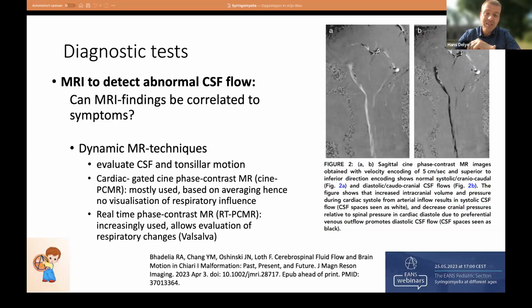Because it's an averaging technique, it will not give you the visualization of the influence of the respiratory system. So you cannot use this to evaluate Valsalva or Valsalva-induced headaches, etc. If you want to evaluate that, then you can use real-time phase contrast MR techniques. These are increasingly getting more and more used, and allow the evaluation of respiratory changes, but it's not that easy to perform, and it's somewhat cumbersome to get good results, and you need good cooperation of the patient as well.